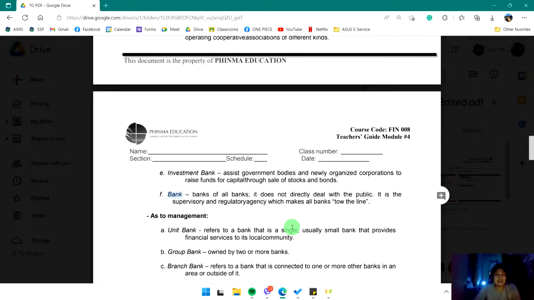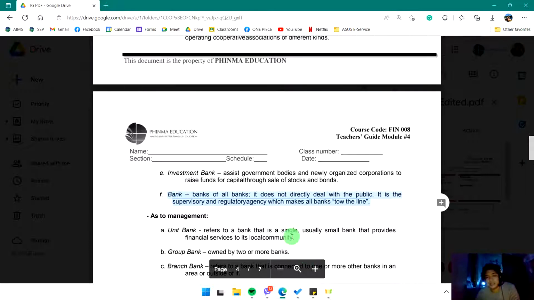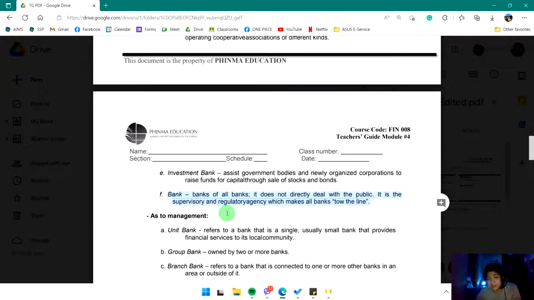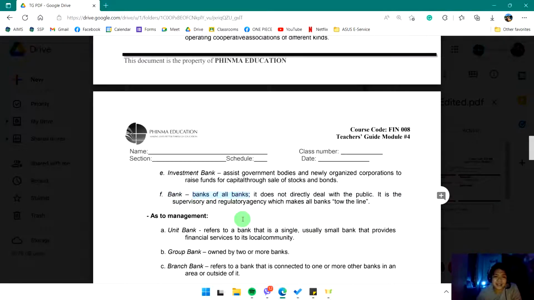Baka mamaya meron nang typographical error dito. Pero let's disregard this one na muna, the letter F. Kasi me myself, I'm not really sure what this is. Bank is a very general term, and to call it banks of all banks, what gives? What is the reason why we call banks of all banks etong term na to?